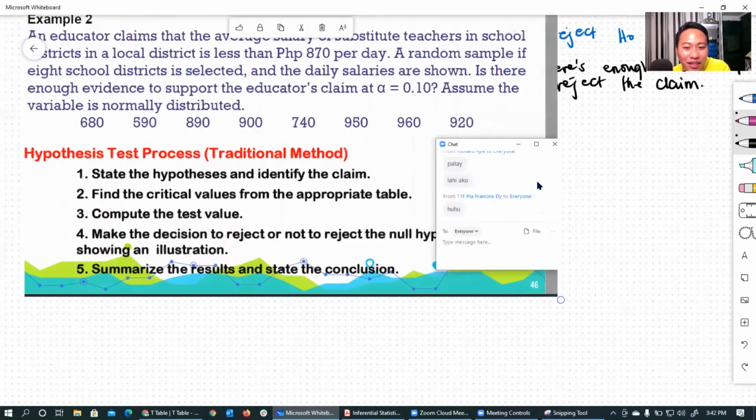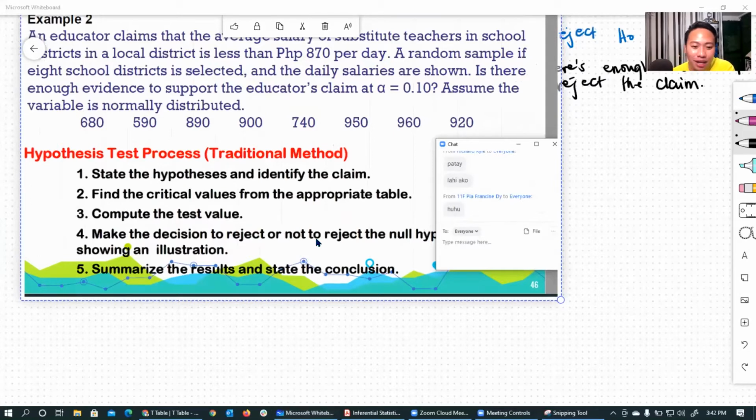Okay, we're done with step 1 and step 2. So we're doing step 3 now. If you notice, guys, we don't have the sample mean, right? We don't have a sample mean. So first thing first, we need to solve first for the sample mean.